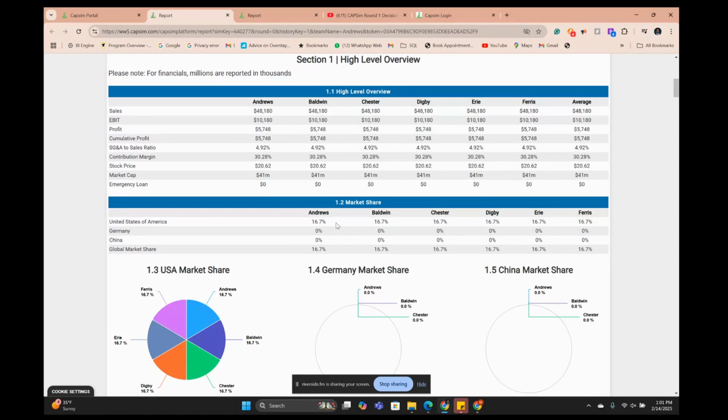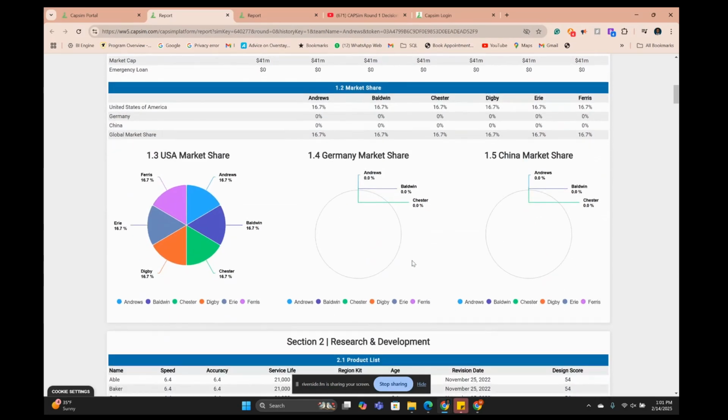So this is the first report, and it's important you look through the report. If you don't fully understand it, you get together with your team and do some deep dive. But some key things you should note. In this report, all of the teams and all of the companies, because the names of the companies, Andrews, Ferris, and the like, represent the team name of the company. Each one of them at round zero were active only in the US market. So the Germany market and the China market are all at zero for now, right?